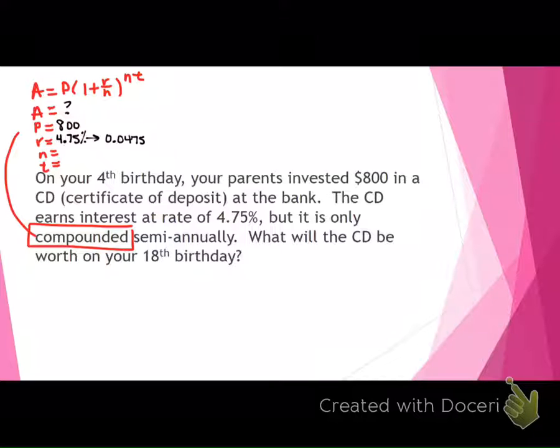All right, n is the number of times it's compounded in a year. Where do we find that? Where are we finding the number of times? Riley. And what does semi-annually mean? 2.